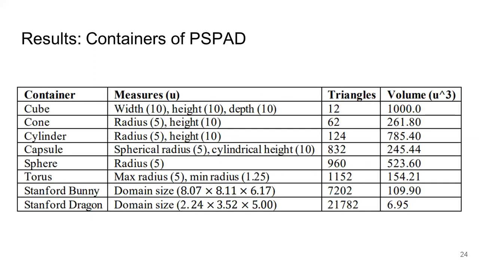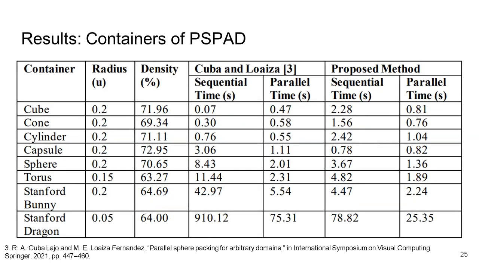Containers of PSPAD. Containers used are cube, cone, cylinder, capsule, sphere, torus, Stanford bunny, and Stanford dragon. These are the measures, triangles and volume in units. The results for my previous method and the improved method, the time in sequential and parallel.